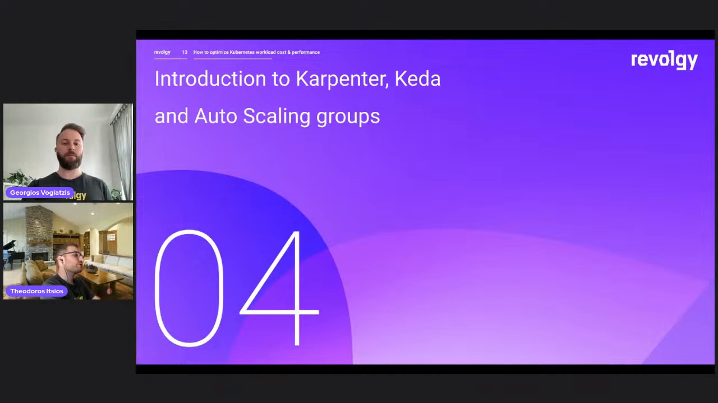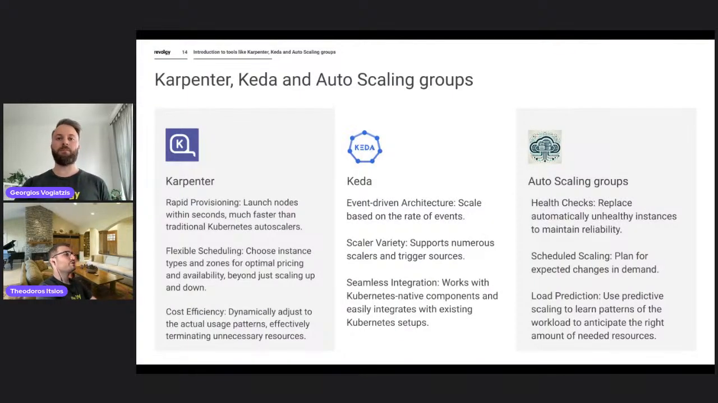Sure thing, George. Thank you. As it was already mentioned, at Revolgy, we are utilizing three main and very important tools in order to optimize workloads within Kubernetes environments. These tools are Karpenter, KEDA, and the Autoscaling Groups. Each of these tools brings unique capabilities tailored to different scaling needs and environments.